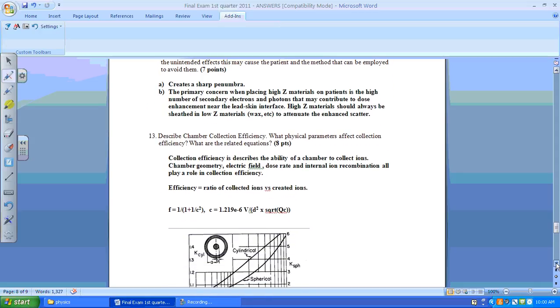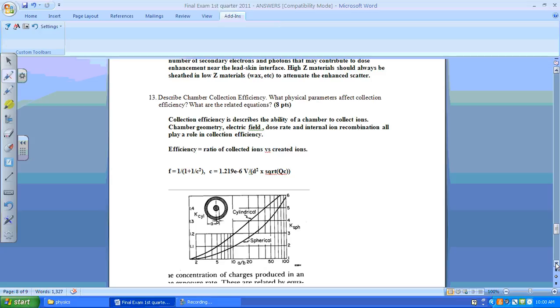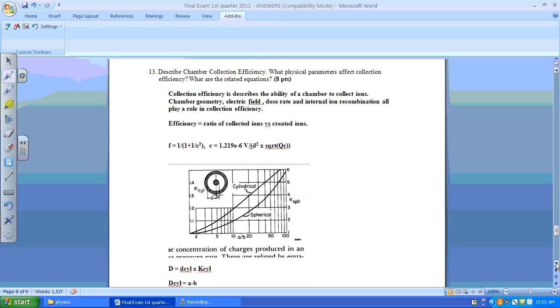Describe chamber collection efficiency. What physical parameters affect collection efficiency? What are the related equations? We talked about collection efficiency for a little while. Remember Boag, B-O-A-G, has a theory, and we base most of that on his theory. Collection efficiency is the ability of a chamber to collect ions. Chamber geometry, electric field, dose rate, and internal ion recombination all play a role. It's defined as the ratio of collected ions to created ions.